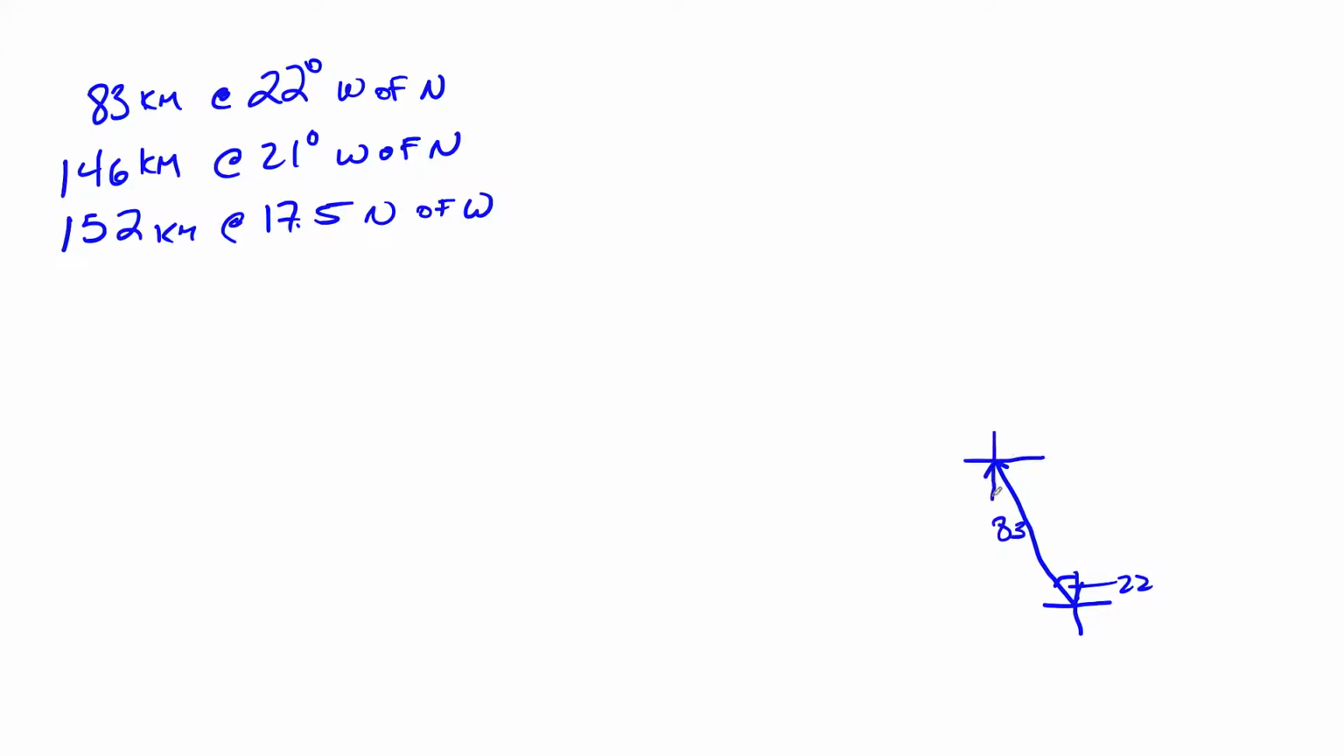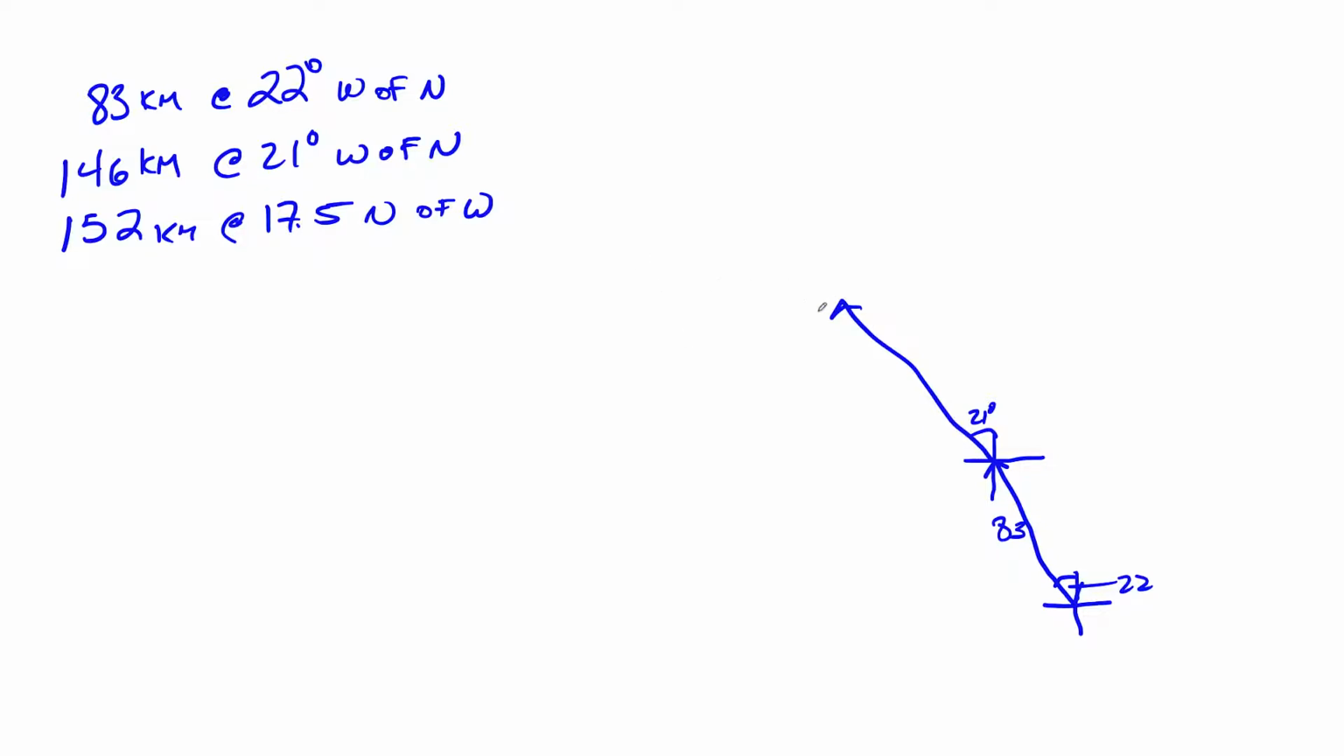I'm going to draw another compass rose. Remember, when we add vectors, it's head to tail. So I'm going to put the tail of my second vector here. I'm going to go 146, a little bit longer vector, and this is actually going to be 21 degrees from north toward the west. So we'll get north, and we're going 21 degrees to the left, towards the west.